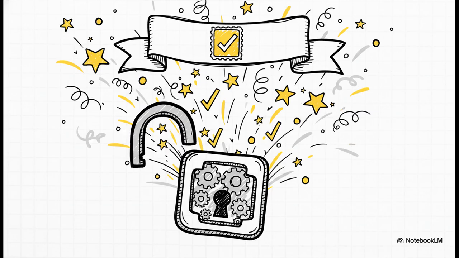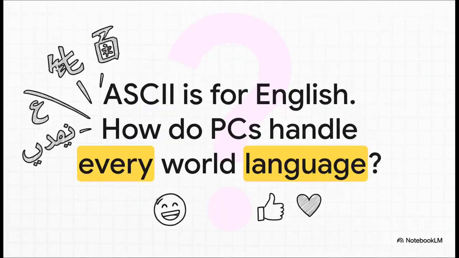Mission accomplished. But I do have one last question for you. A little food for thought. ASCII is the American standard code, right? It was built for English. So, how in the world do our computers handle every other language? How do they do Chinese characters or Arabic script or every emoji you've ever sent? Well, that's a whole other secret code and a mission for another day.